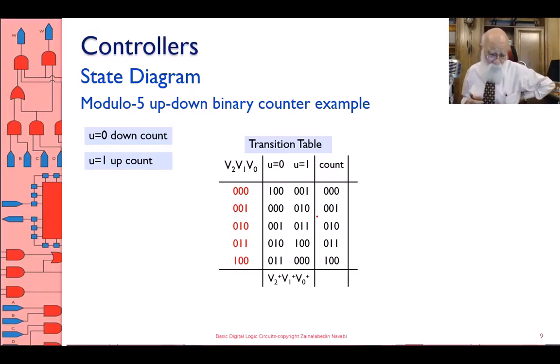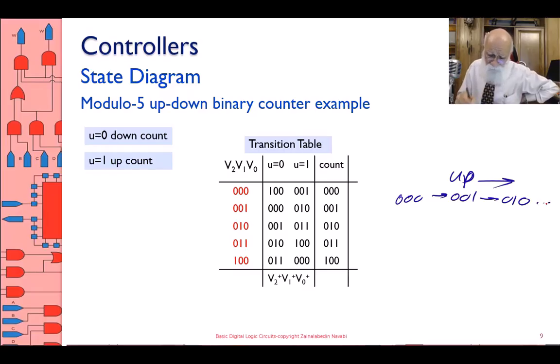This is what I want. I want a counter that, if the U or up input is 1, counts in the up direction. That means 000 becomes 001, 001 becomes 010 in the up direction.